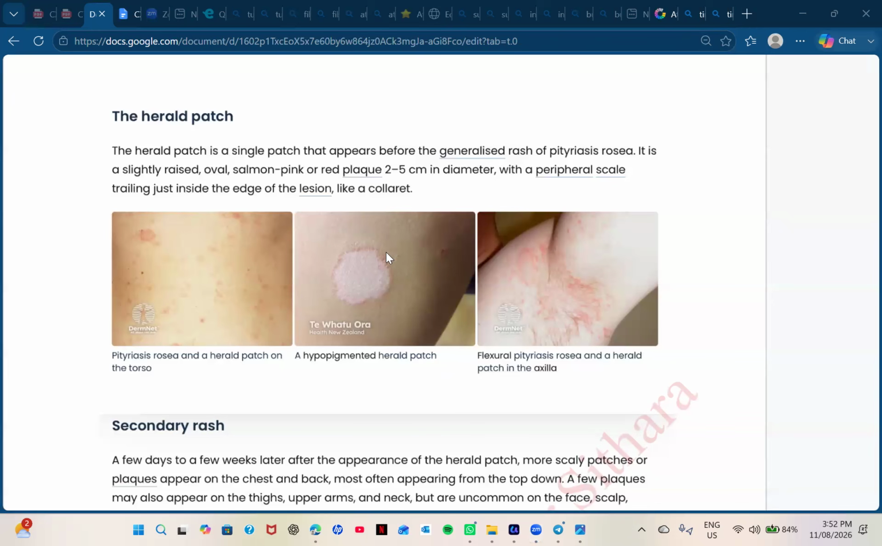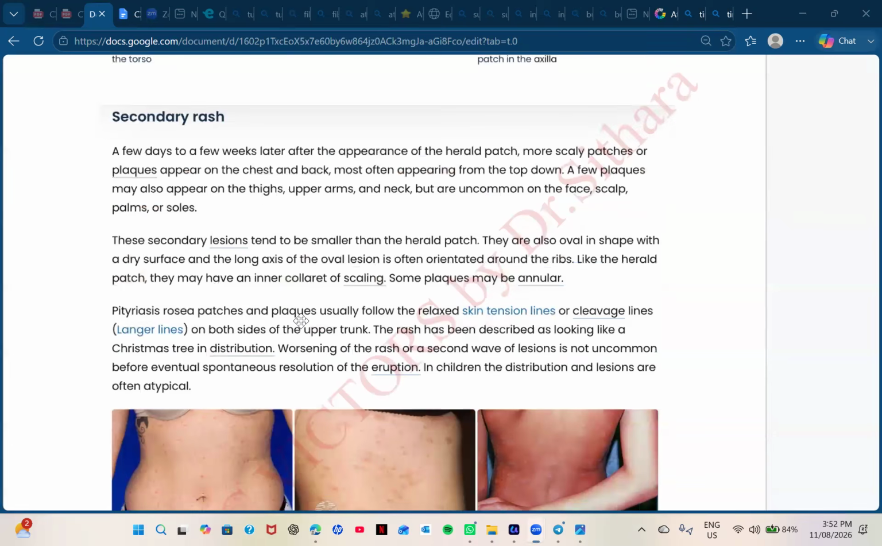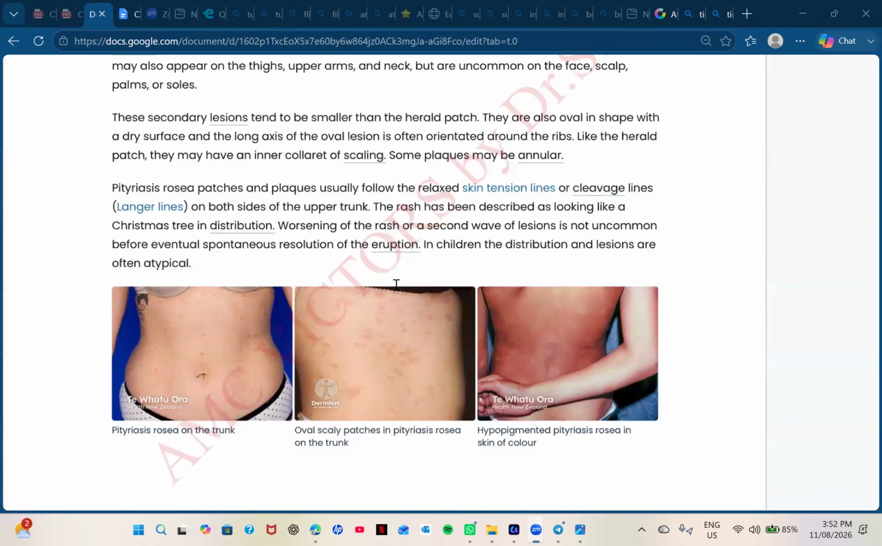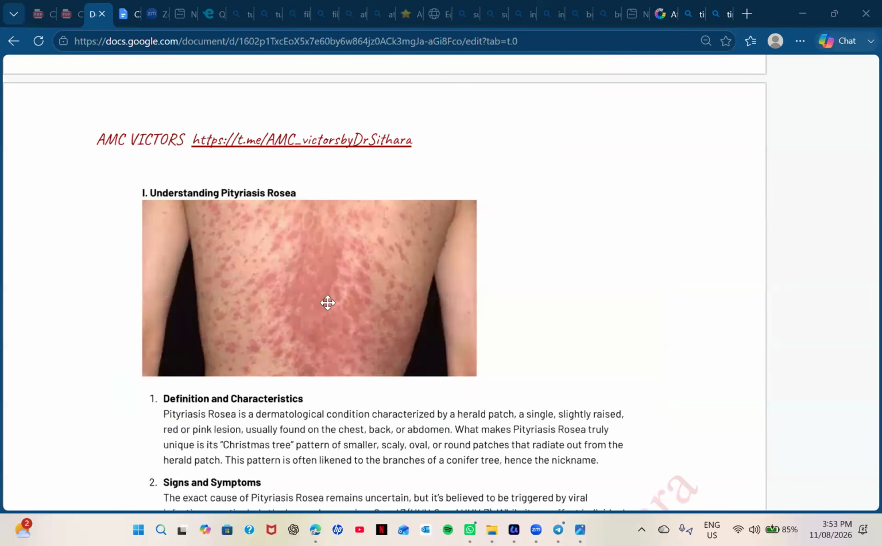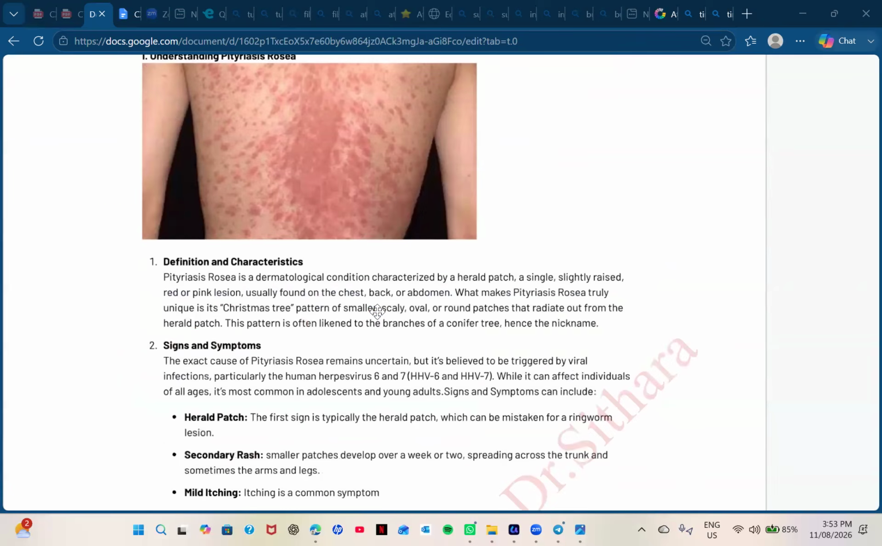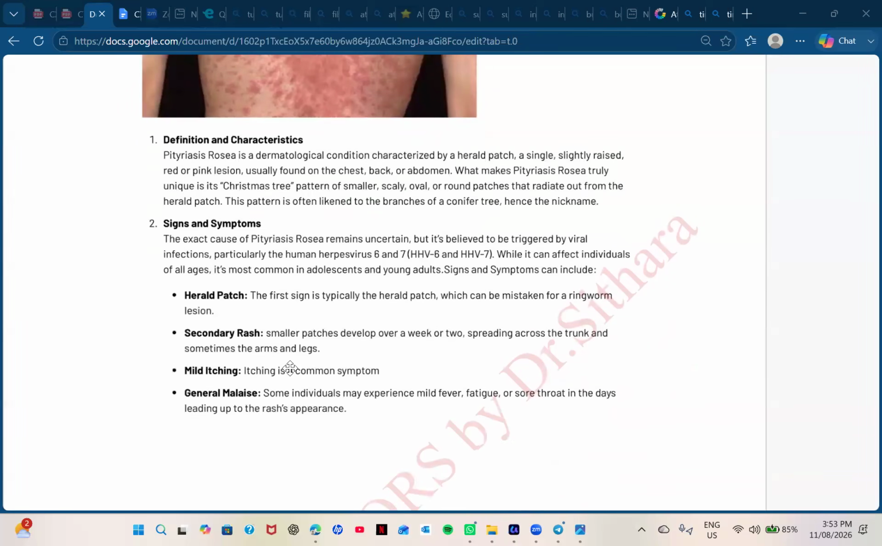What is the name of the rash? We call it Christmas tree rash, right? Not very visible, but can you see like this? That's what we call it, Christmas tree rash. Here you can see it's like a Christmas tree rash. Secondary rash: smaller patches develop over the back or trunk, spreading across the trunk and sometimes the arms and legs, right?